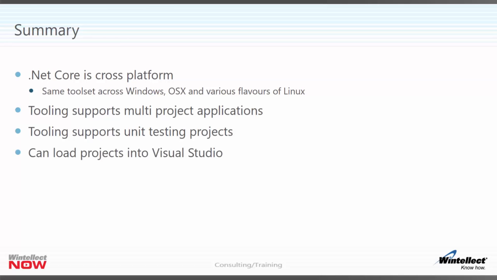We can load these projects into Visual Studio, either one of the standard editions from MSDN or into the Community Edition, as long as we have the right update in place. And we've seen that we can mix .NET Core projects with other .NET projects. So we mix a .NET 4.6.1 console application with a .NET Core application.